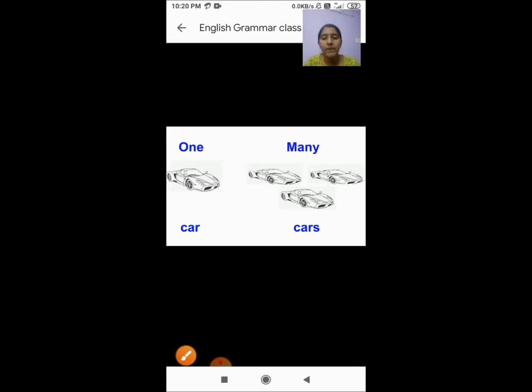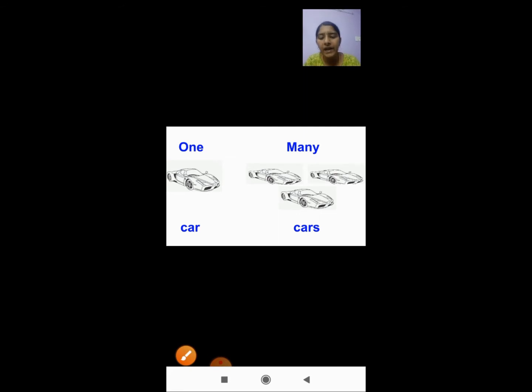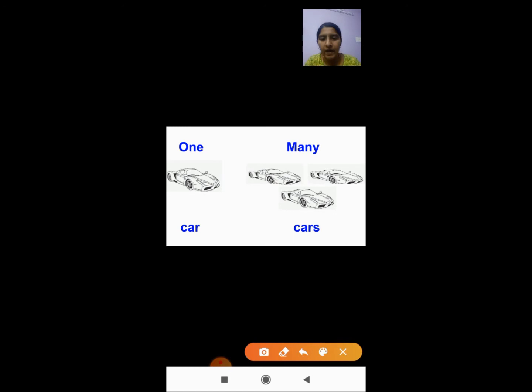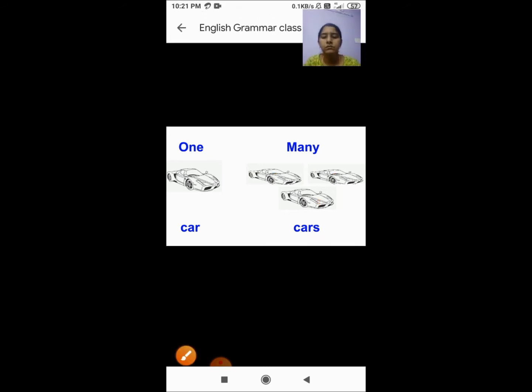The next picture. How many cars do you have here? In the first picture you have one car, and here you have 1, 2, 3. So you have many. So 3 cars are there. So we say cars. We will add an s. The first picture we have only one car. Here we have 3 cars. When you have more than one, we call it cars. We will add an s to it.